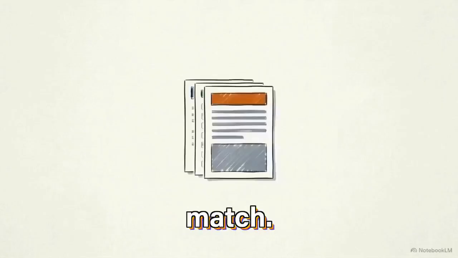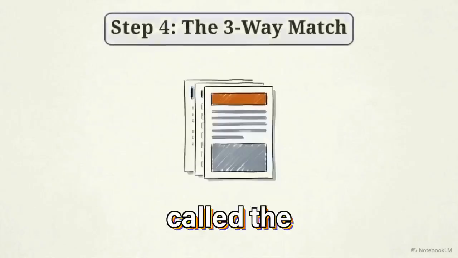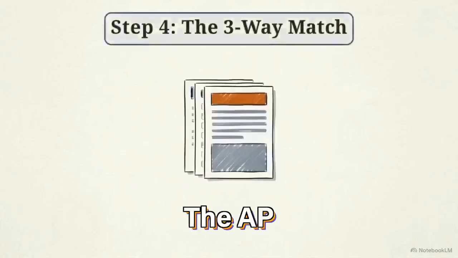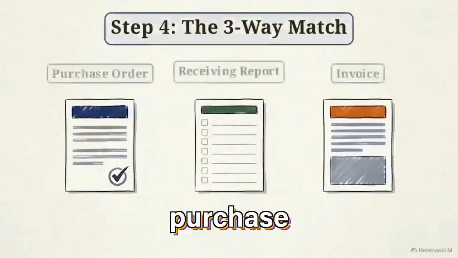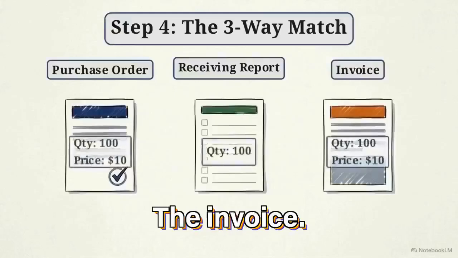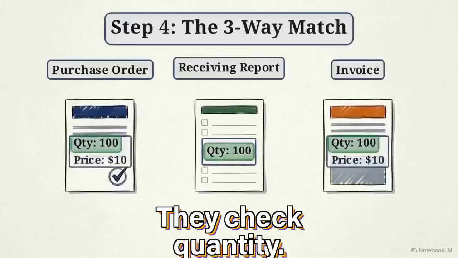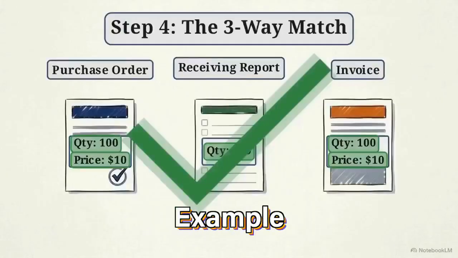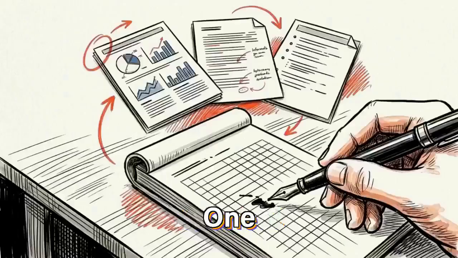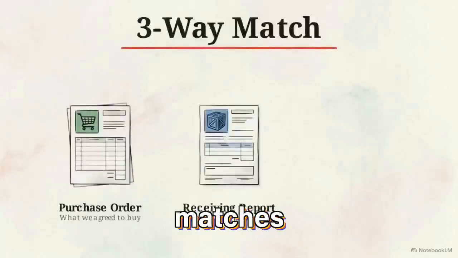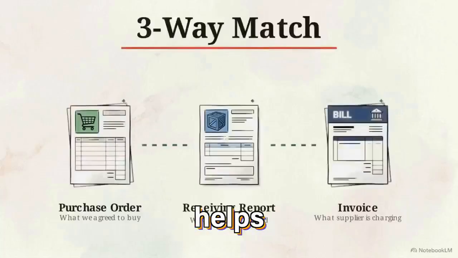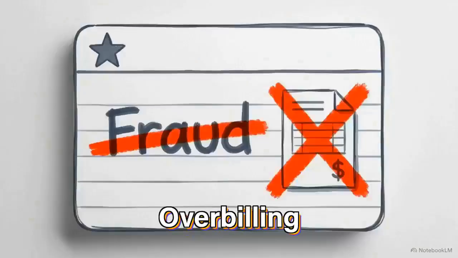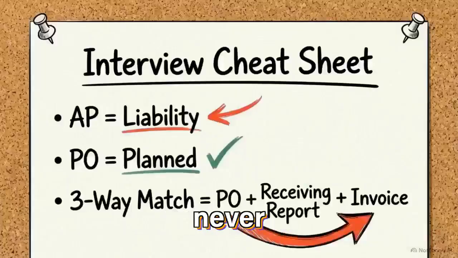Step 4. 3-way match. This is the most important step in accounts payable. It is called the 3-way match. The AP specialist compares the purchase order, the receiving report, and the invoice. They check quantity matches, price matches, item matches. Example, 100 bags ordered, 100 bags received, invoice also shows 100 bags. Everything matches perfectly. This process helps prevent fraud, overbilling, and paying for items never received.